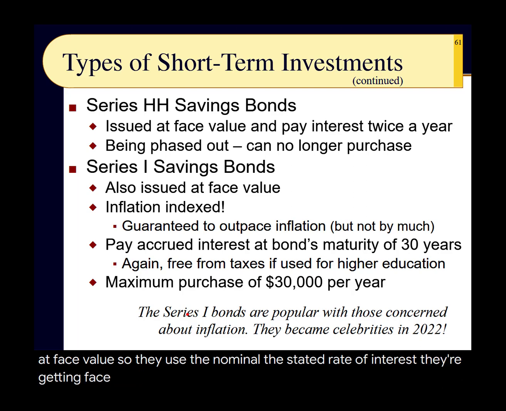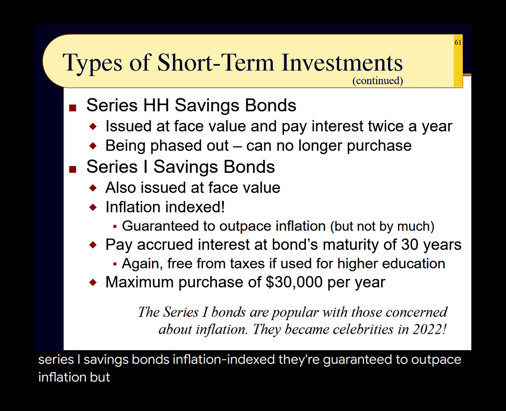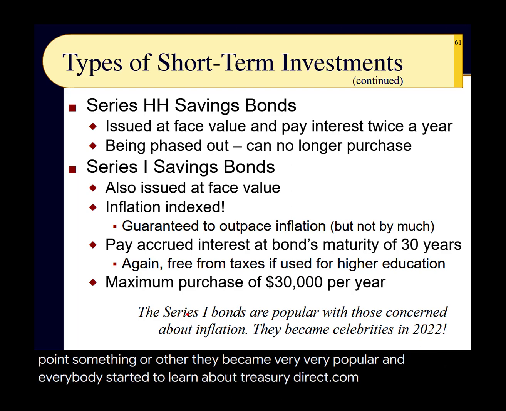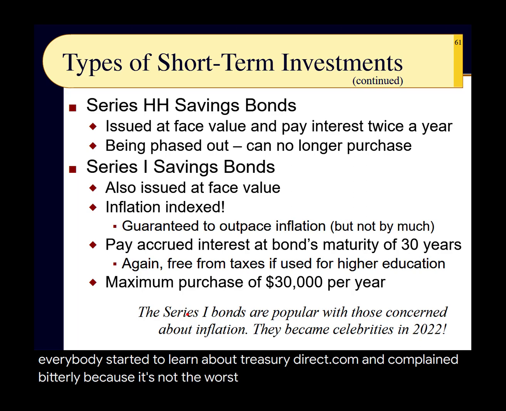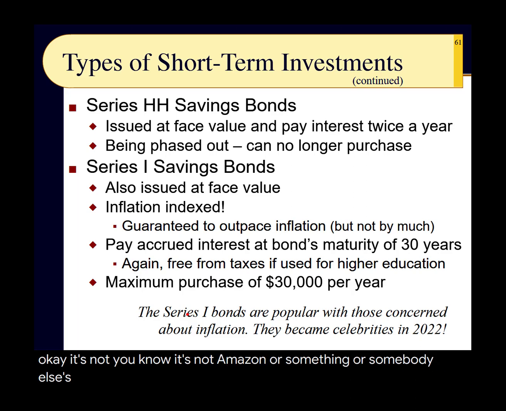They're getting phased out. The ones that made a big splash in 2022 were the Series I savings bonds, inflation indexed. They're guaranteed to outpace inflation, but not by much. But when inflation peaked last year, 2022, in about October or so, at almost 9%, 8 point something or other, they became very, very popular. And everybody started to learn about TreasuryDirect.gov and complained bitterly because it's not the worst website. It's not the best website, okay? It's not Amazon or somebody else's website like that, but it's not bad.